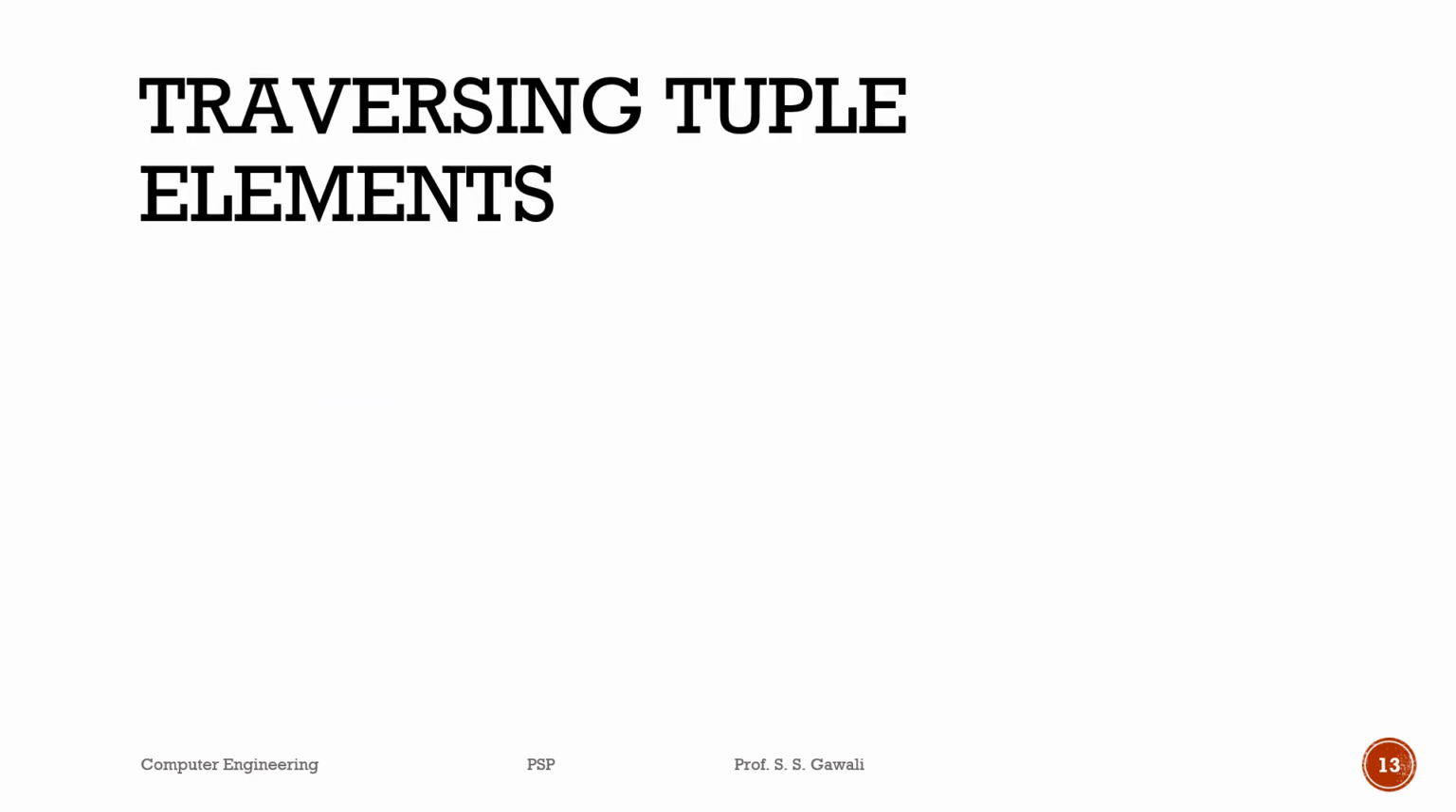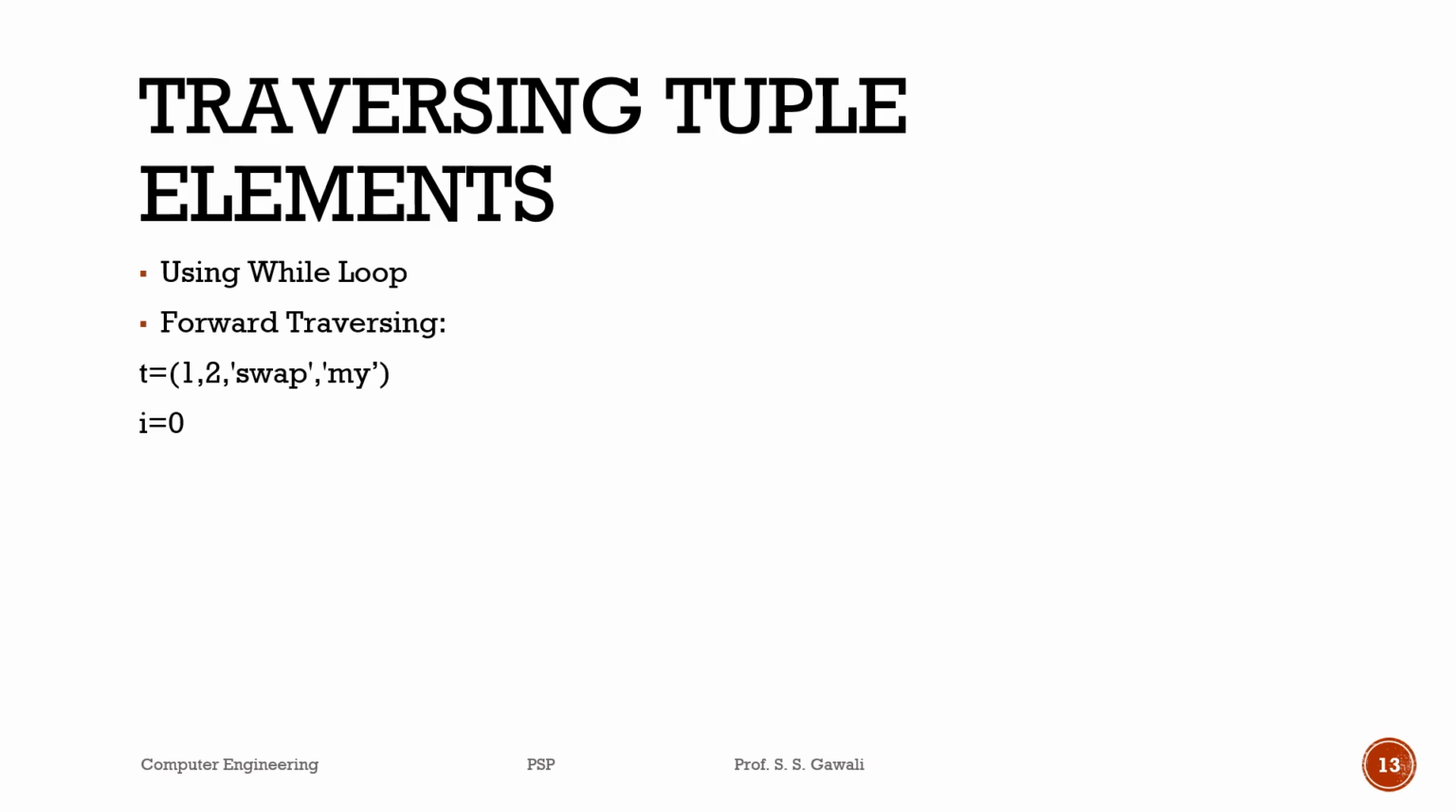Now traversing tuple elements using a while loop, in the forward direction. So I have a tuple 1, 2, swap, my. Traversing means we are using indexing to traverse. So i is equal to 0, while i less than len of t, because I just want to visit all the elements in a tuple. So the length of the tuple is very important for me for the stop purpose. Why len of t? Because a positive index always stops at the len minus 1 position. So we have to give the condition i less than len of t.